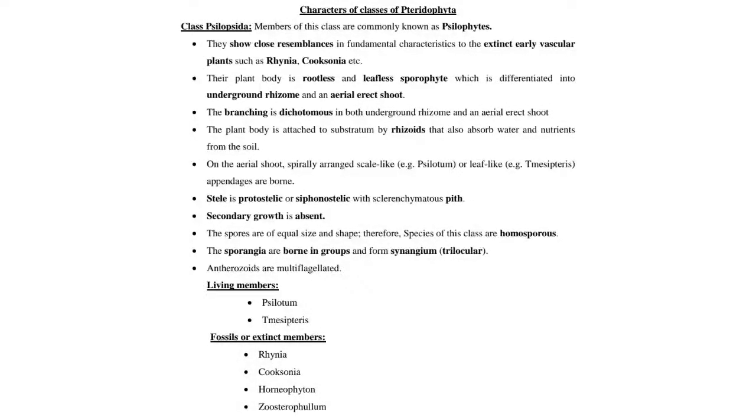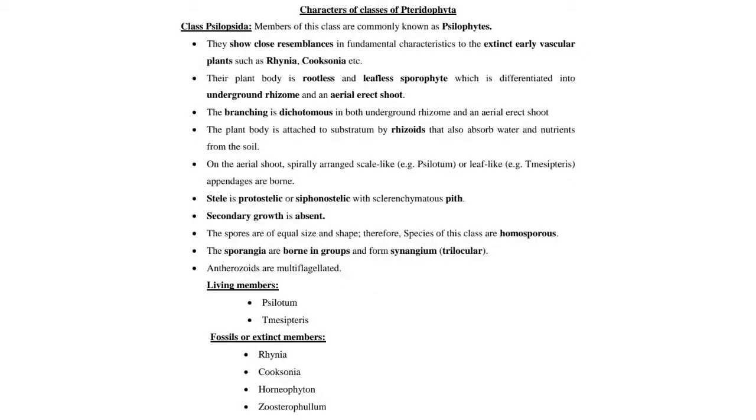Characters of classes of Pteridophyta. Class Psilopsida. Members of this class are commonly known as psilophytes. They show close resemblances in fundamental characteristics to the extinct early vascular plants such as Rhynia, Cooksonia etc. Their plant body is a rootless and leafless sporophyte which is differentiated into an underground rhizome and an aerial erect shoot. The branching is dichotomous in both underground rhizome and aerial erect shoot. The plant body is attached to the substratum by rhizoids that also absorb water and nutrients from the soil.